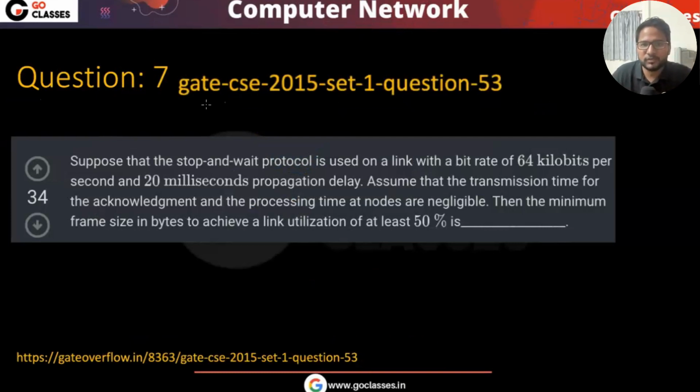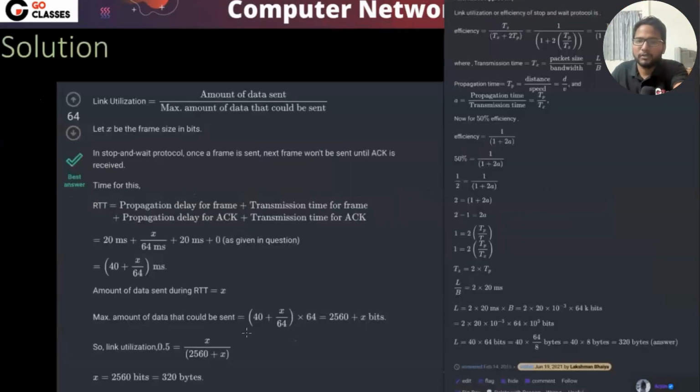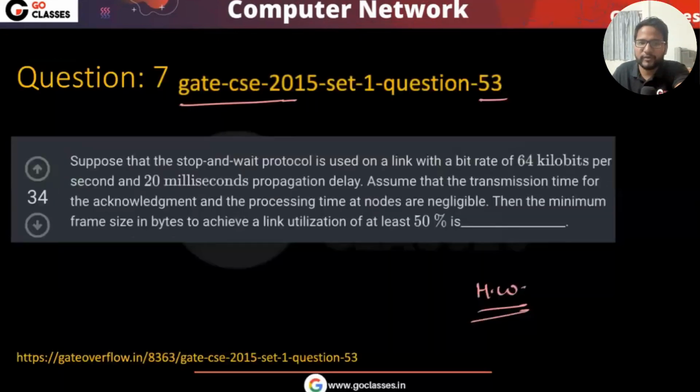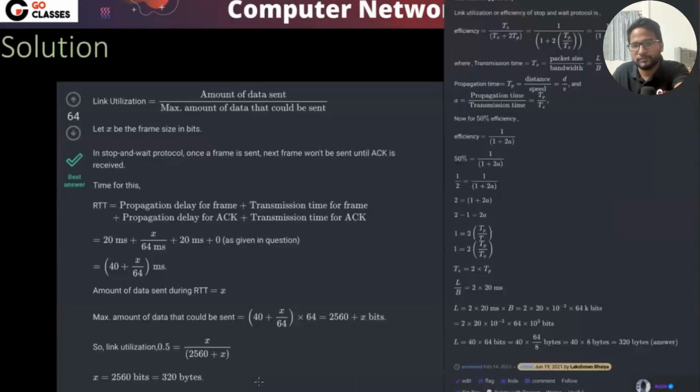Let's just see this question, which has been asked in GATE 2015 Set 1, question number 53. Suppose that stop and wait protocol is used with the link rate of this much. Assume the transmission time is negligible. They're asking the minimum frame size to achieve 50% efficiency. I think this you can also do as homework. Is this okay to everyone? The answer is on the next page. You can definitely try. This is also an easy question.